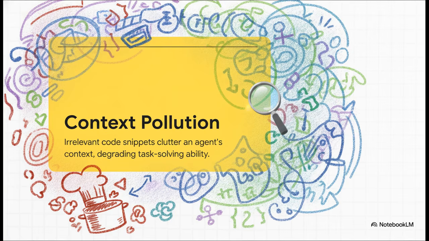For any developer using large language model coding agents right now, repository exploration is just a massive headache. The crucial concept here is context pollution. Basically, this happens when irrelevant code snippets from exploratory searches completely clutter up an AI agent's memory. It fundamentally degrades the model's ability to solve the actual task.